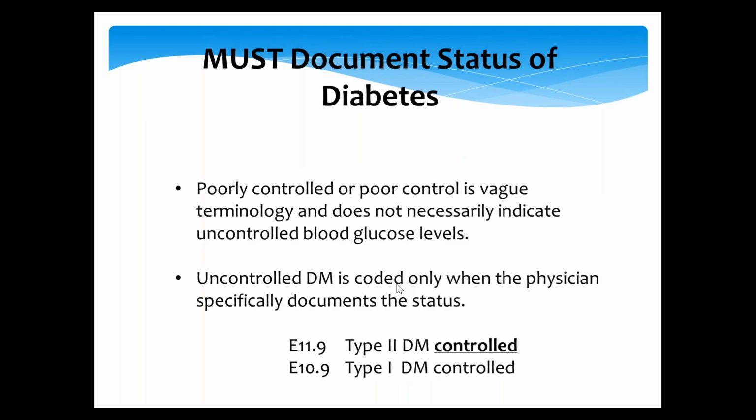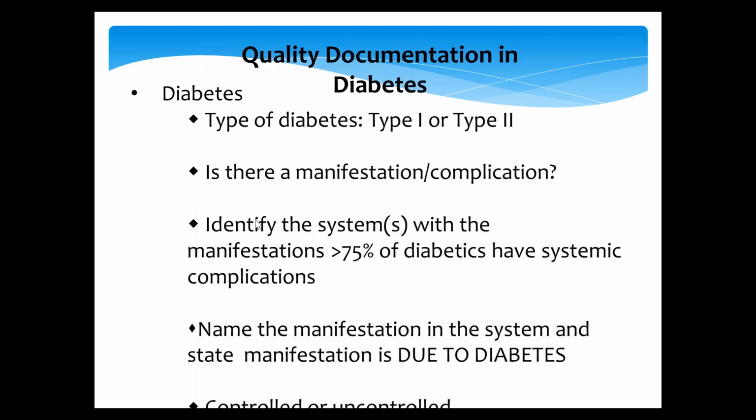Status of diabetes is critical to document. Poorly controlled or poor control is vague. You want to use uncontrolled or controlled, and that's the critical nomenclature. Controlled or uncontrolled, not poorly controlled or poor control. So for quality documentation of diabetes, type 1 or type 2, you want to document whether there is a manifestation or complication. Then you want to identify the systems. Like I say, 75% have the systemic complications. You want to name the manifestations in the system and state the manifestation is due to diabetes. Make sure you do that.